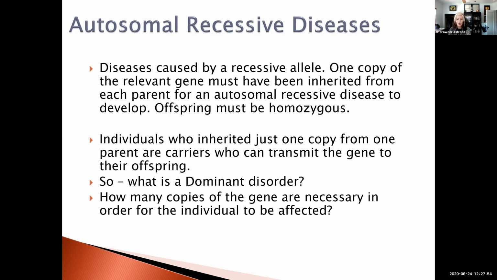So dominant disorders are always very clearly present in the family line, that somebody's got it and they might be able to pass it along. Recessive genes hide, and sometimes it's just not clear whether anyone is affected or carrying that.